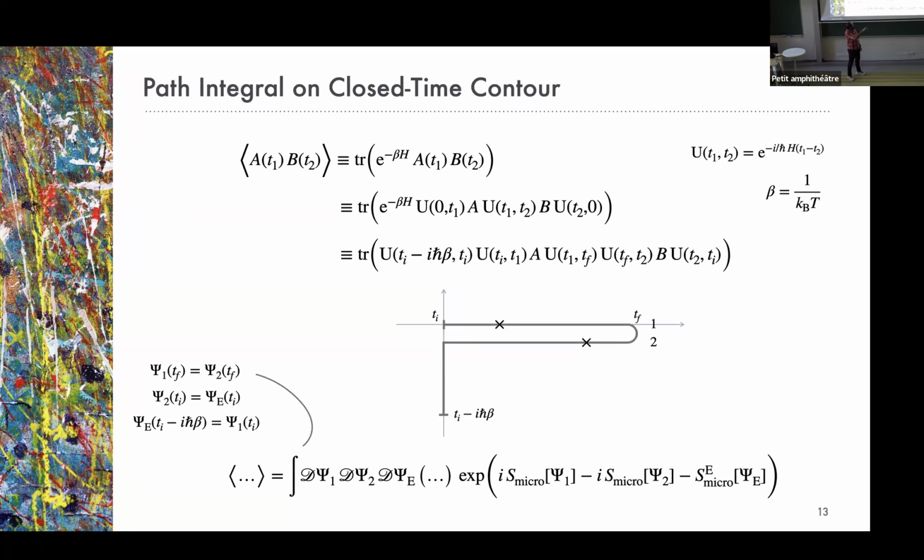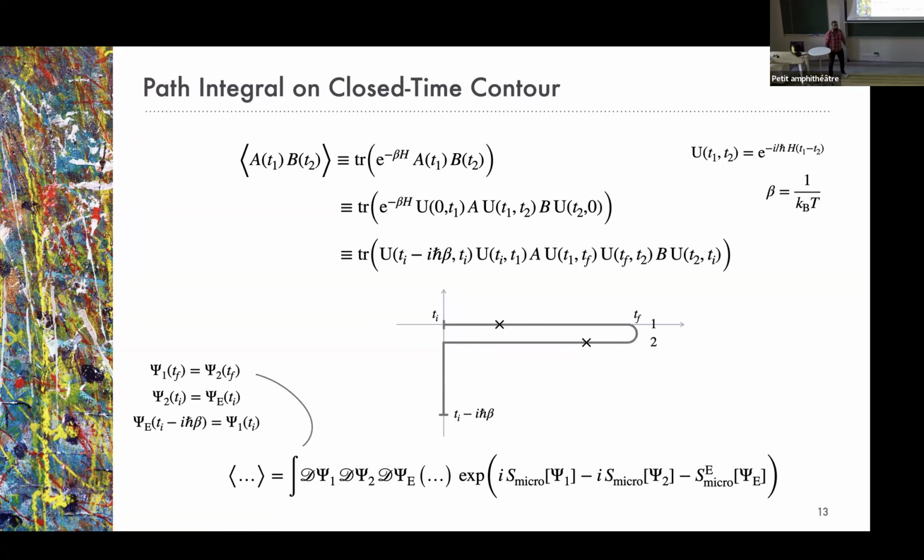What you're doing here is that you're starting at some initial time t_i, running the system up to some time t2, inserting the operator B there, running the system up to t final. At that point, you run backwards in time up to time t1, insert the operator A there, run backwards back to the initial time you started with. And after doing this forward and backward evolution in time, you run into the density matrix piece, which essentially means that you run in the imaginary direction in time for time h bar beta, and then you perform a trace. So this is known as a closed time contour or Schwinger-Keldysh contour. And essentially what it is telling you is a prescription for how to compute correlation functions with finite temperature.